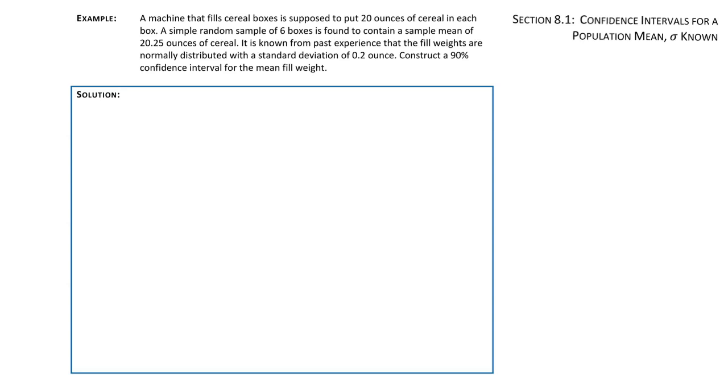Please read this example and underline the important information. In this example, the sample mean and the standard deviation are given. That means sigma is known. We need to construct a 90% confidence interval for the mean fill weight. First we check the assumptions. The sample is a simple random sample and the population is known to be normal. The assumptions are met, so we may proceed.